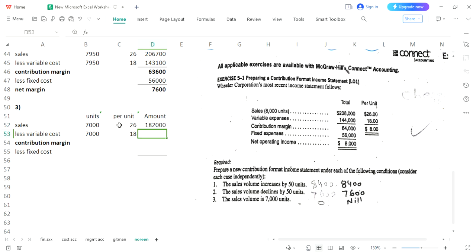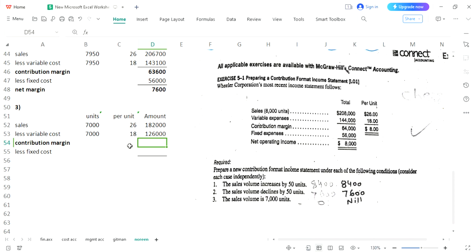It's time to calculate the total variable cost. How would you calculate your variable cost? By multiplying units into per unit. Your units are 7,000 and you will multiply it with per unit cost, that is 18. So here you have calculated your total variable cost as well.